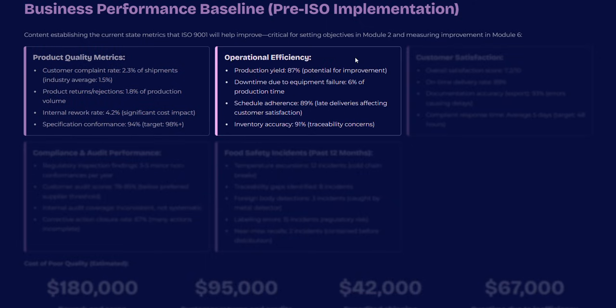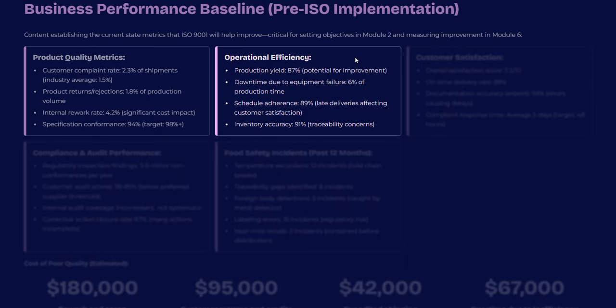Let's look at operational efficiency. Right now, this organization's production yield is at 87%. So there is potential for improvement there. And then we have downtime due to equipment failure. It's at 6% of production time, which is huge. And then we have schedule adherence. It is at 89%. And that affects late deliveries and customer satisfaction.